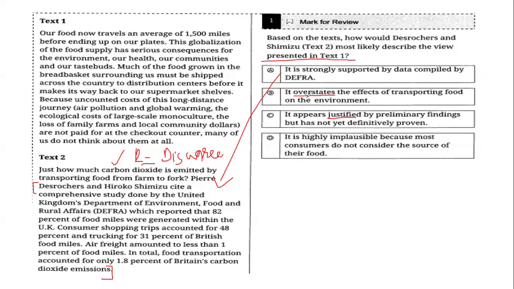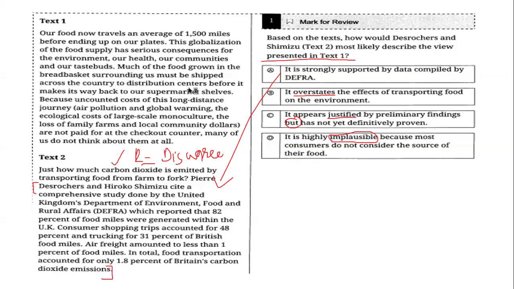No, not at all. It appears justified by preliminary findings, but has not yet been definitively proven. That discussion has not been here. They just gave some information, some citations they found. It is highly implausible means something impossible, and that one says most consumers do not consider the source of their food. We're not talking about this. This is talking about the distance, how much distance it takes, and it is saying that even though food is traveling, it is not harming the environment. Okay, so the answer is A.